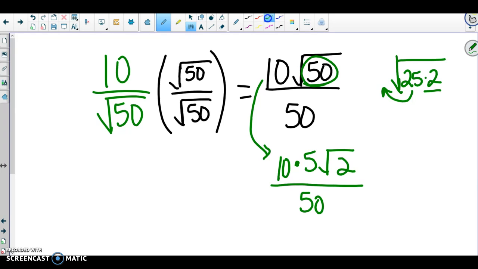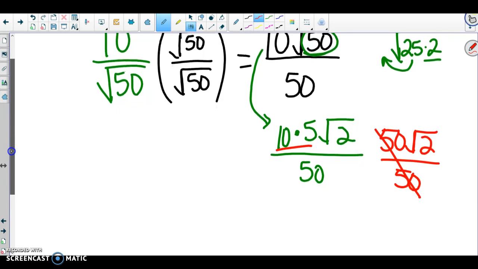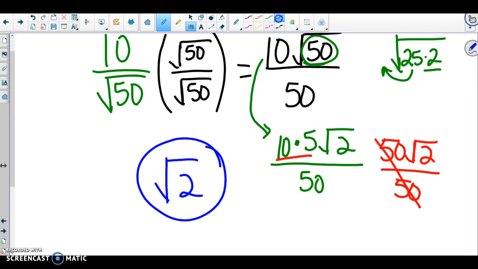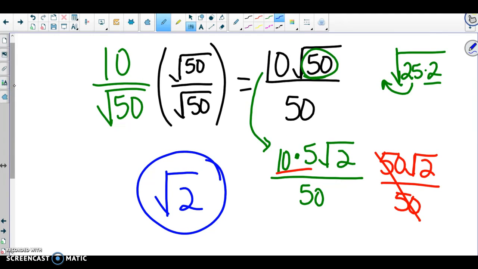So here's the thing. If I multiply what's here, the 5 times 10, that gives me 50 root 2 over 50. Well, look at that, 50 over 50, those would cancel out. And so we'd end up with just our answer after all of that to be just root 2. And that would be our answer. So we went from 10 over the square root of 50 down to just root 2 because of all the simplifying that we can do.